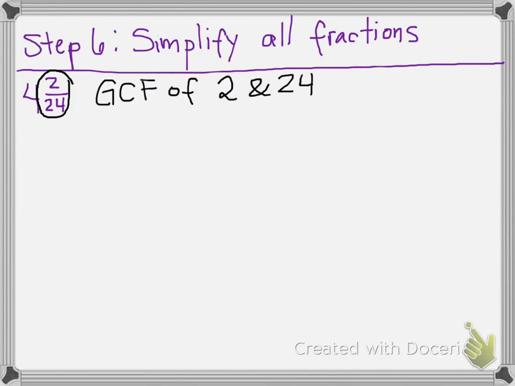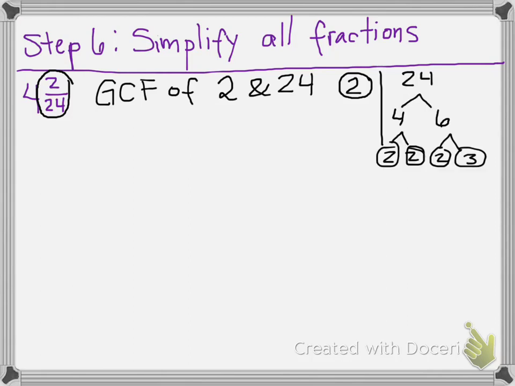To simplify, I need to find the GCF, or greatest common factor, of my numerator and my denominator. So the GCF of 2 and 24. I'm going to make my factor trees. 2 is a prime number, so it just gets circled. 24 is 4 times 6. And as you can see, I've continued the prime factorization. I've got 2 and 2 is 4, 2 and 3 is 6. Now I'm going to do my Venn diagram. Oh, and I crossed out the 4 and the 6 because those are composites. I don't want to get confused.